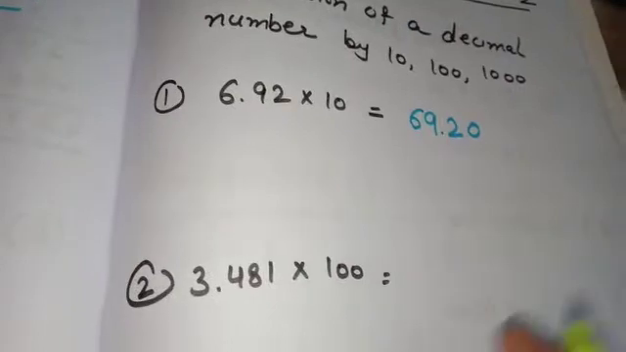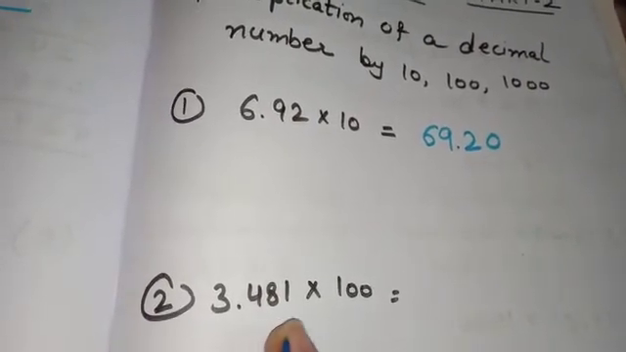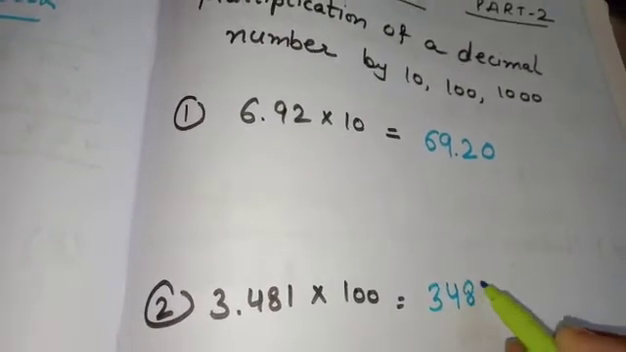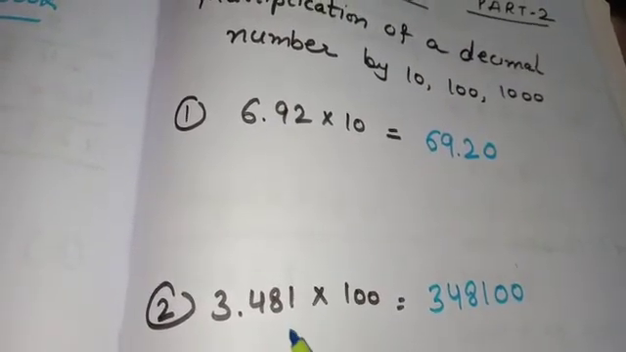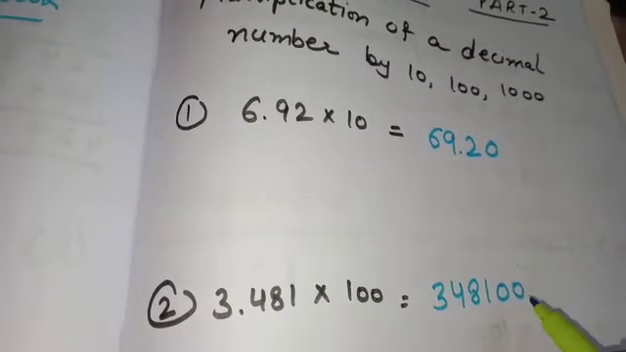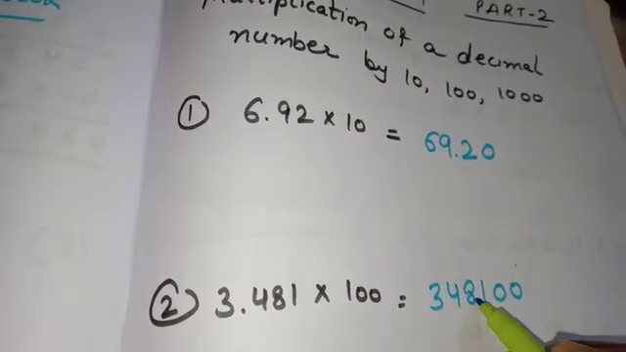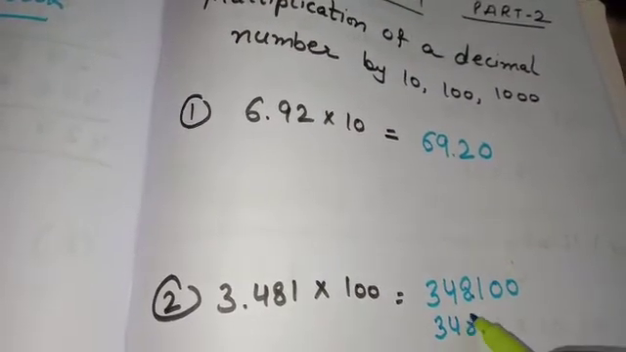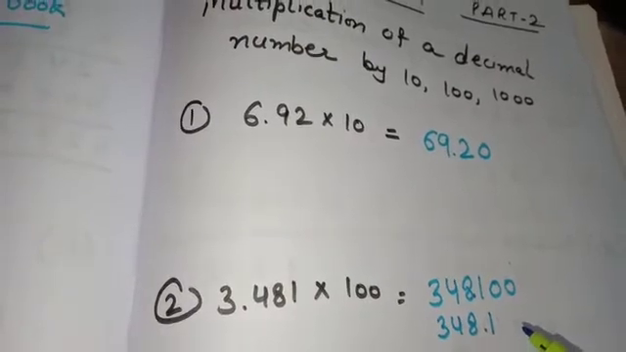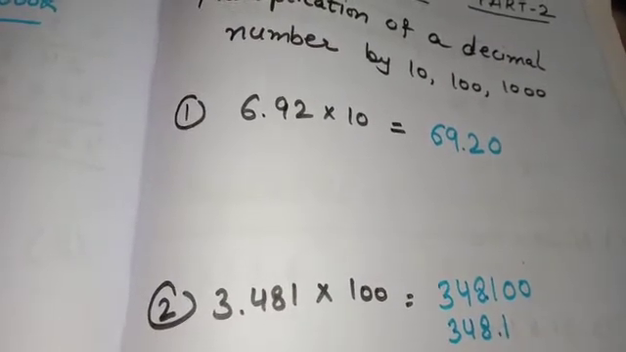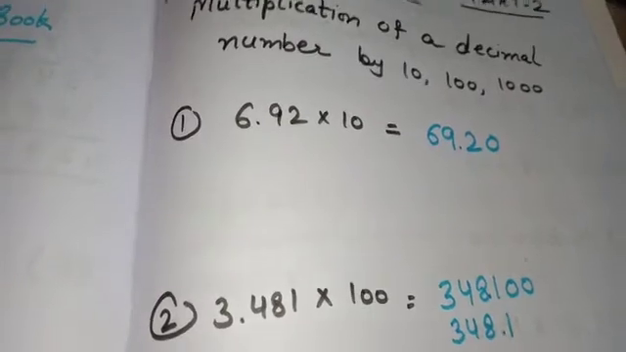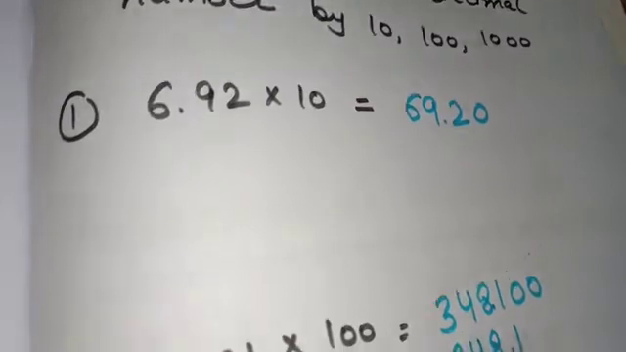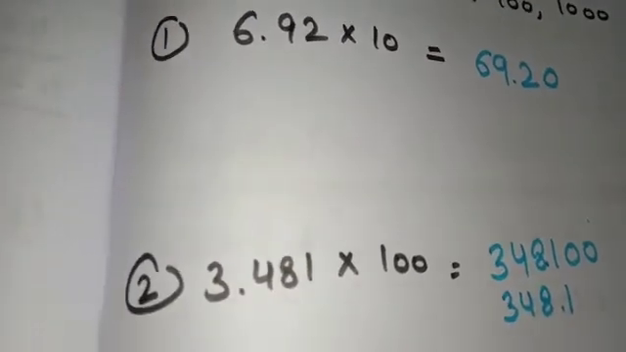69.20. In the same way, if we need to multiply 3.481 with 100, ignore the point and multiply with 100, it will be this number. Then count the decimal places which are 3, then mark the point, so the answer will be 348.1. But now here we are having a shortcut that when we want to multiply a decimal number with 10, 100 or 1000, we just shift the decimal point.